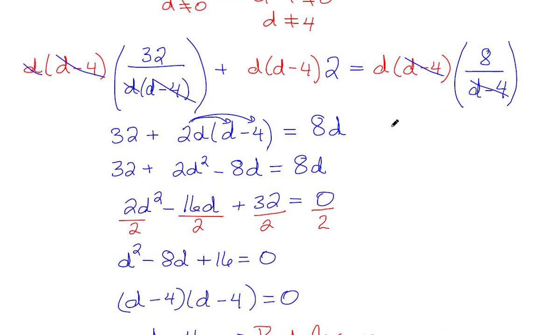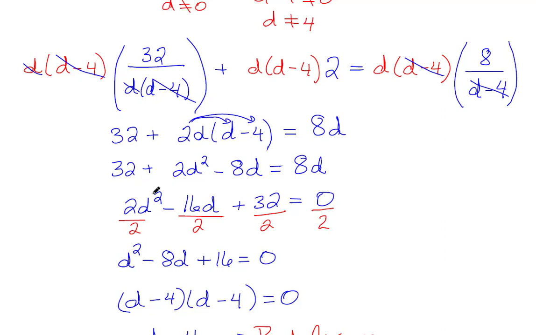All right, so in the first part, let's see. Everything cancels, giving me a 32. Second piece, nothing cancels, so I get a 2d minus 4. And on the right, the d minus 4 cancels, giving me an 8d. All right, so far so good. I need to distribute this. 2d times d is 2d squared. 2d times minus 4 is minus 8d.